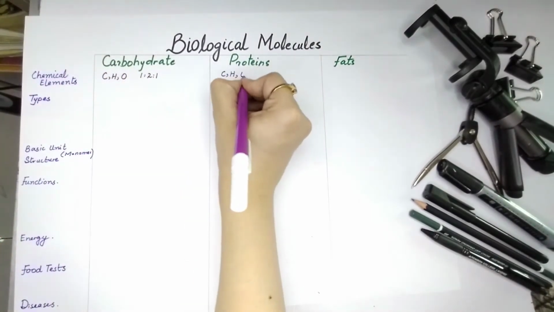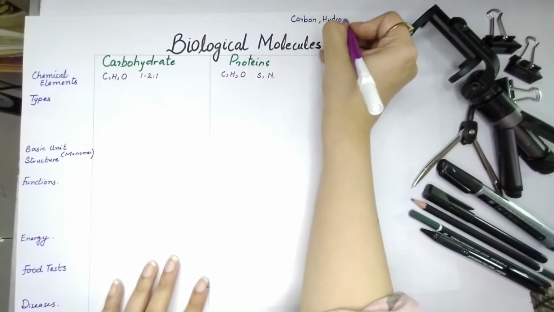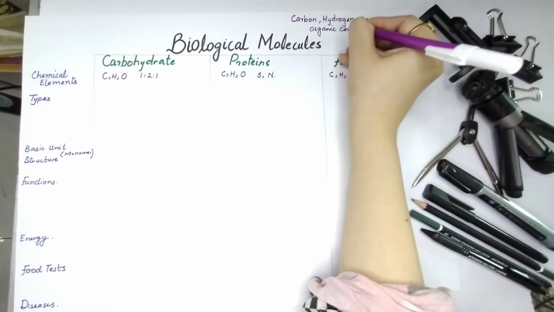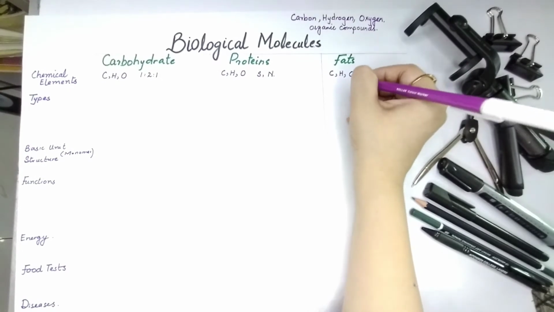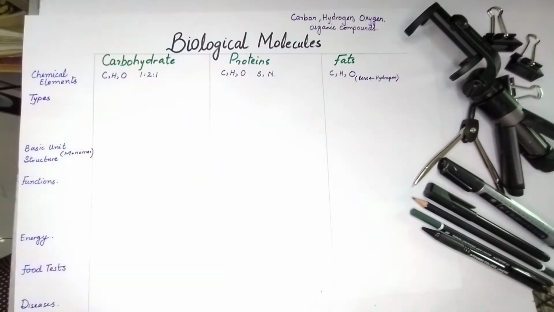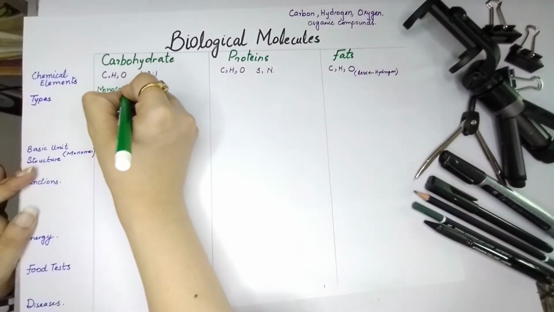So the chemical elements of carbohydrates, proteins and fats are the same: carbon, hydrogen and oxygen. The difference comes in the presence of nitrogen, which is only present in protein, whereas all of the fats, carbohydrates and proteins have carbon, hydrogen and oxygen. Okay. Now we'll talk about the types.